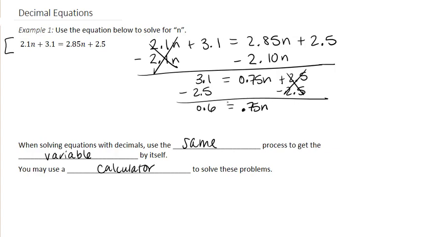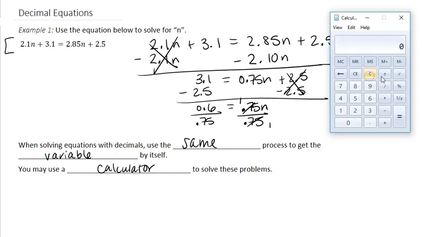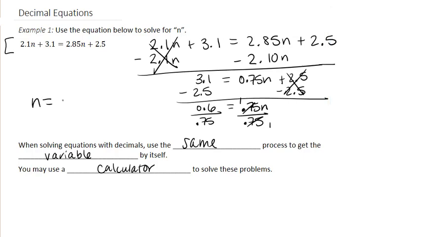0.6. So then the next step would be to divide by 0.75 on both sides. And this way, this just becomes 1, and we're left with n all by itself on the right-hand side. So we have 0.6 divided by 0.75, which is equal to 0.8. So we would say n is equal to 0.8. And that would be our solution to this problem. So let's go ahead and look at another example.